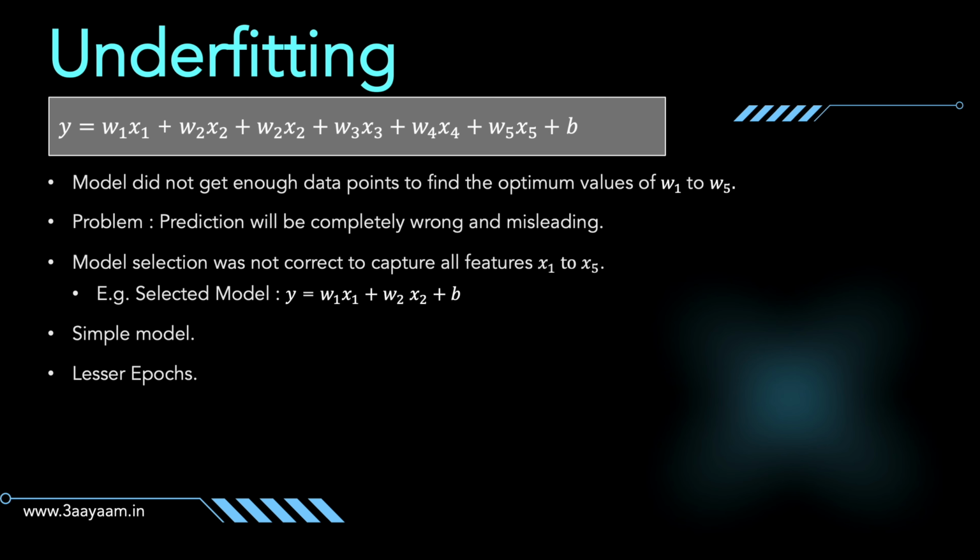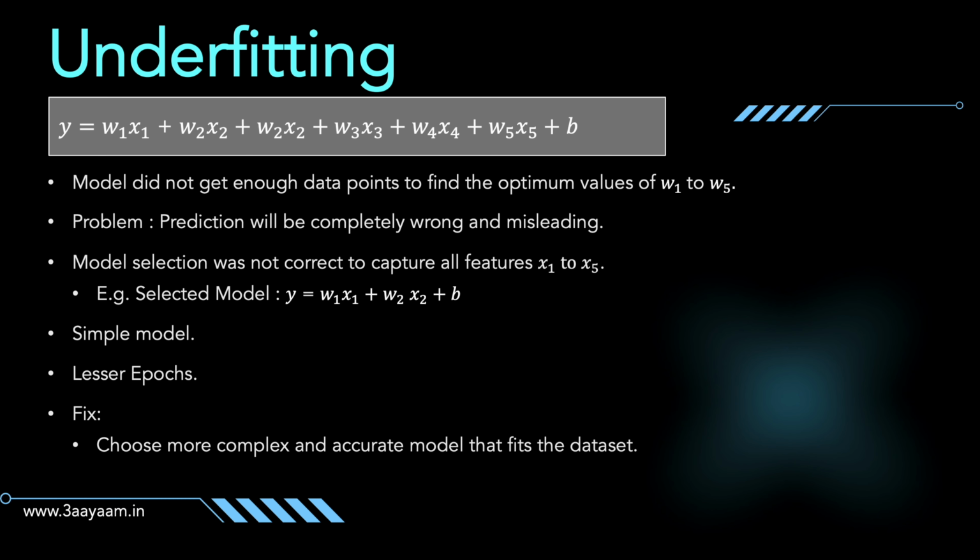Another reason can be that the number of epochs are less. In the previous slides, I have told you what an epoch is. We can have multiple epochs. We should stop only when we find out that the difference between the actual value and the predicted value is minimum. But if, let's say, the model selection is correct, but you have stopped the epochs way before the minimum error was achieved, so in that case, the model might underfit.